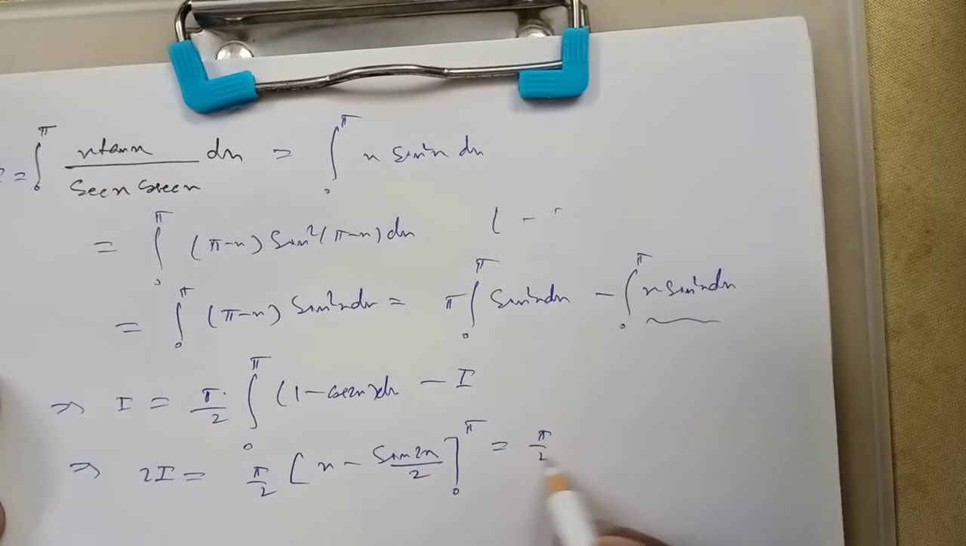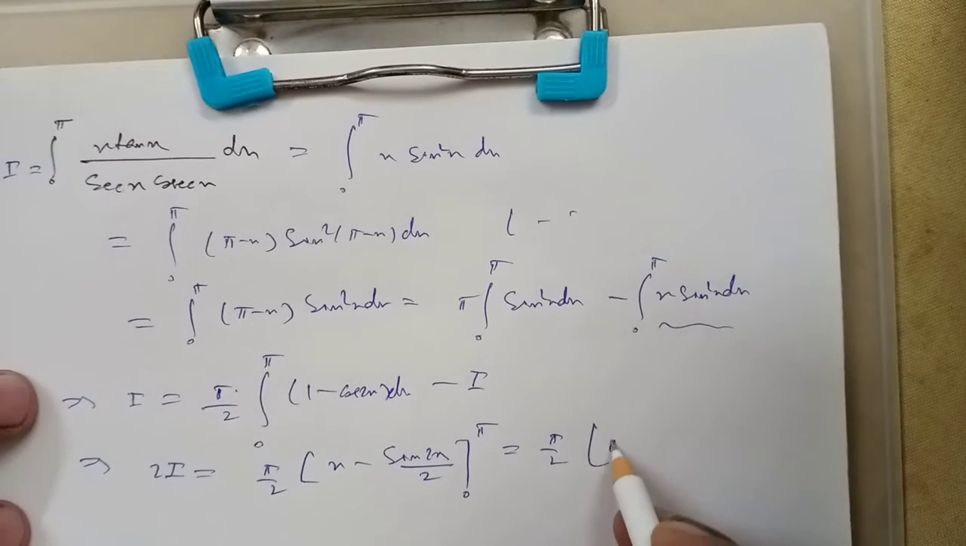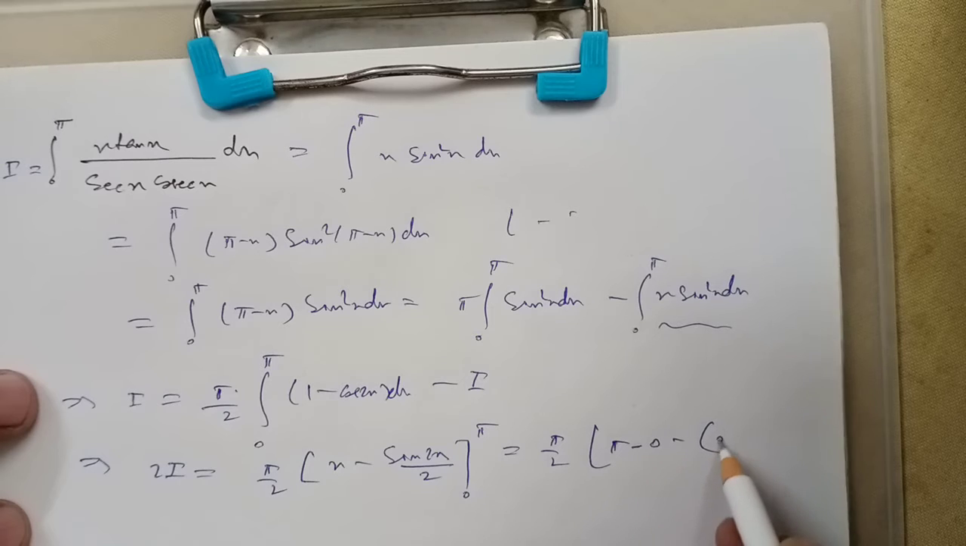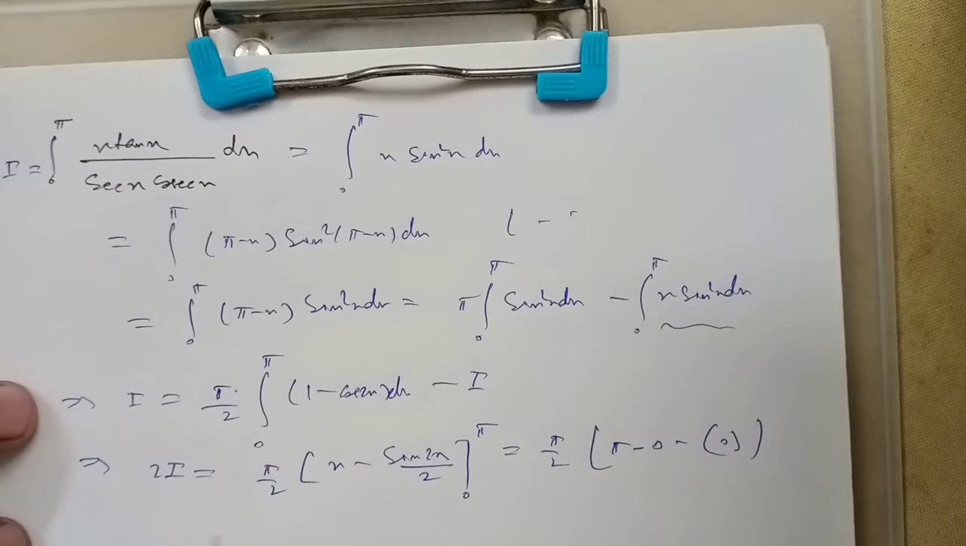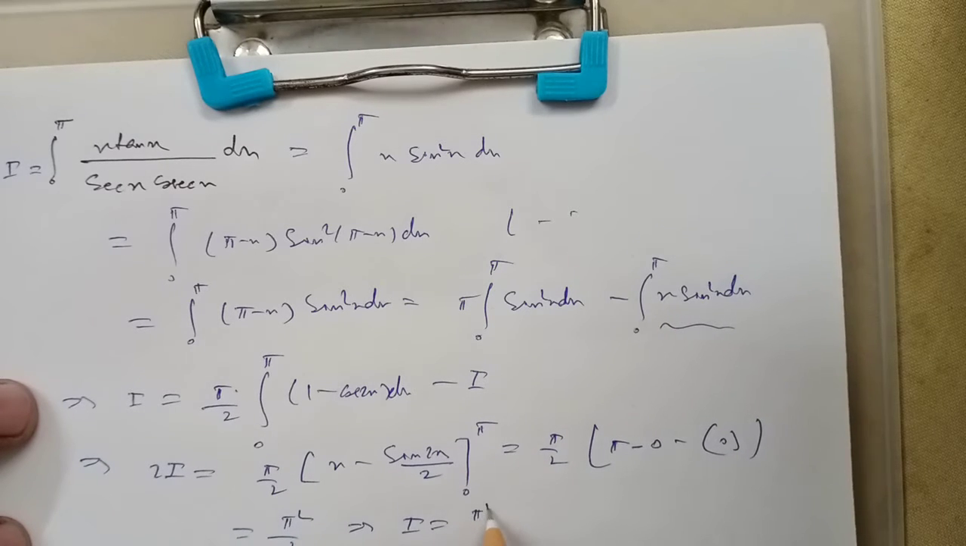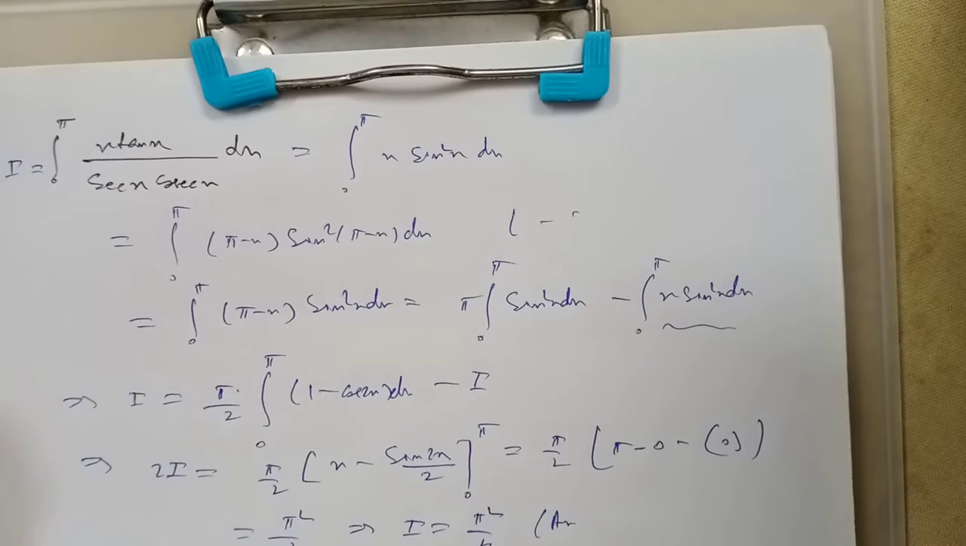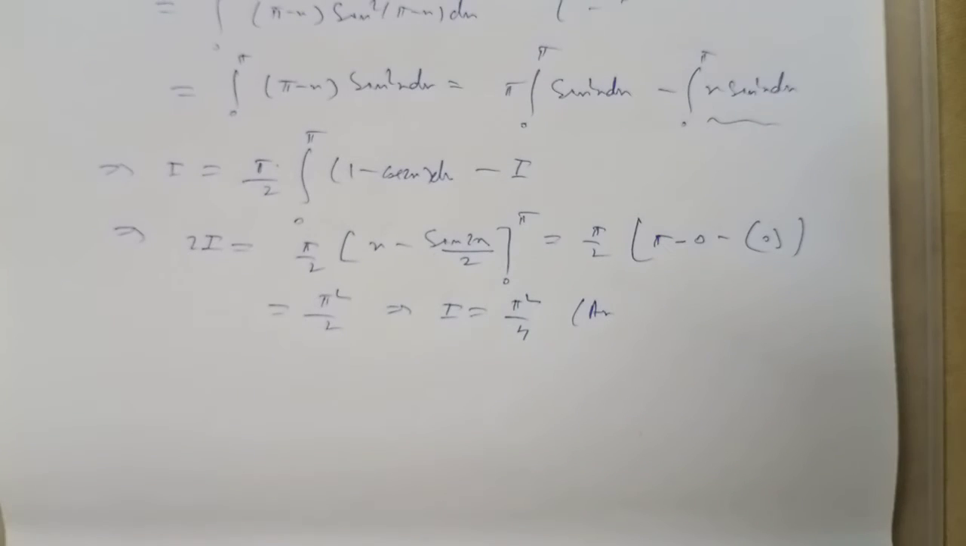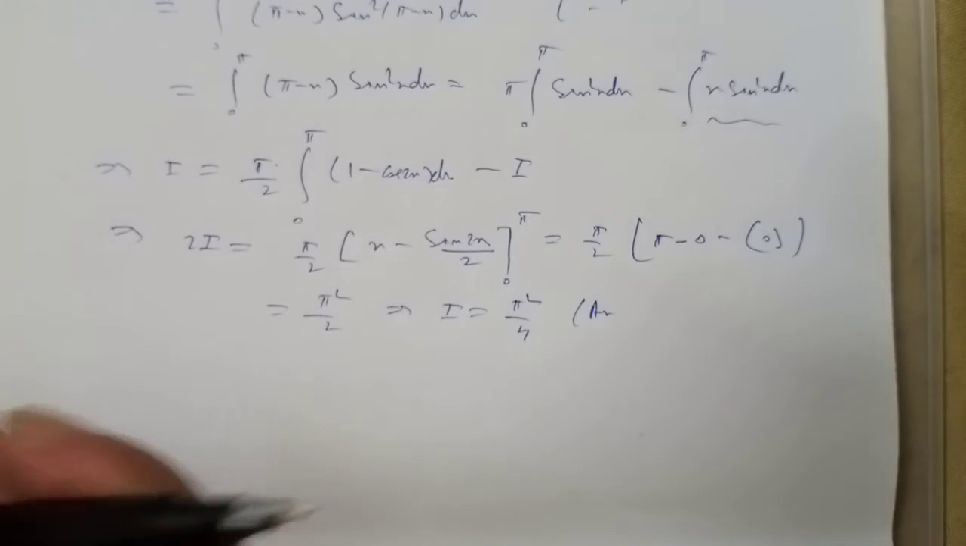So let us put the limits. So pi minus sin 2 pi is 0, minus, if we put 0 then all are 0. So we get pi square by 2. 2I equals to pi square by 2. Therefore I equals to pi square by 4. This is our answer. Okay. This was our third problem. Next, let us go to the fourth problem.